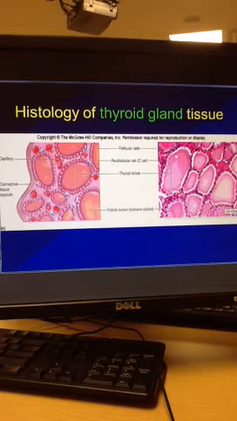Synthesized in what is called the thyroglobulin, this pink stuff. If you remember looking at the thyroid gland back in histology, the follicles are made up of simple cuboidal epithelium, and the pink stuff inside is called thyroglobulin. That is where the hormone is synthesized. It sort of looks like Pepto-Bismol surrounded by simple cuboidal epithelial cells.